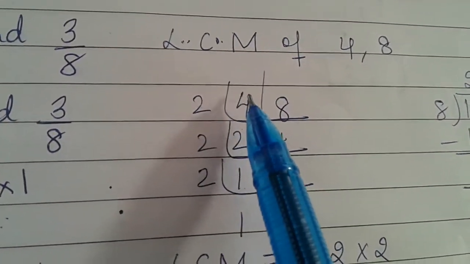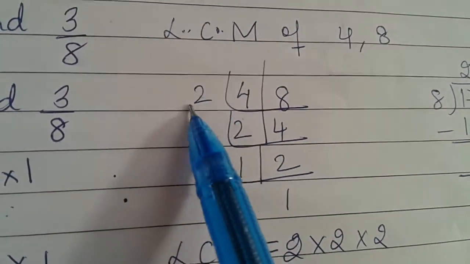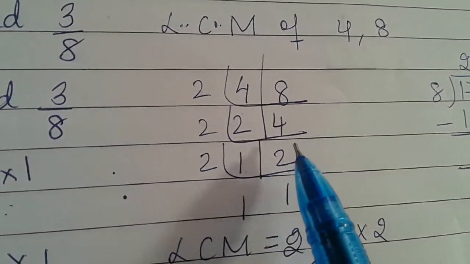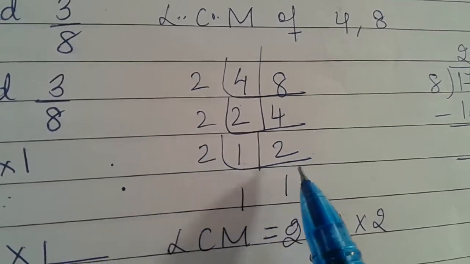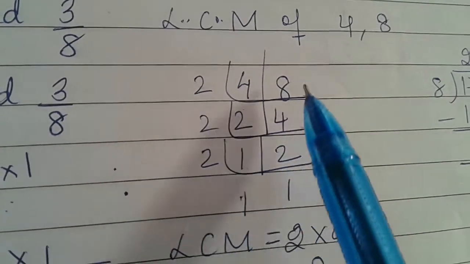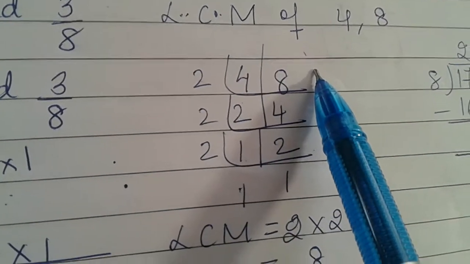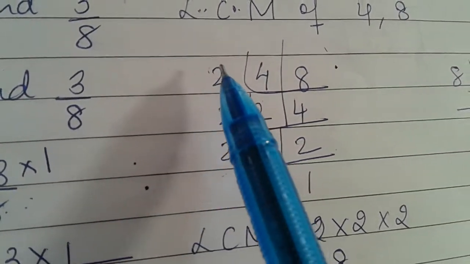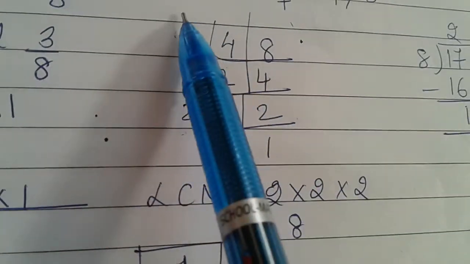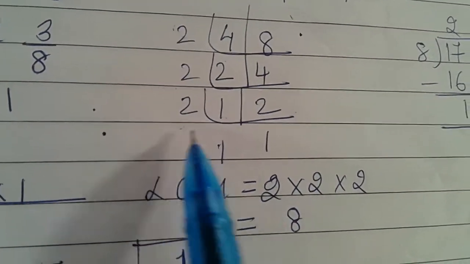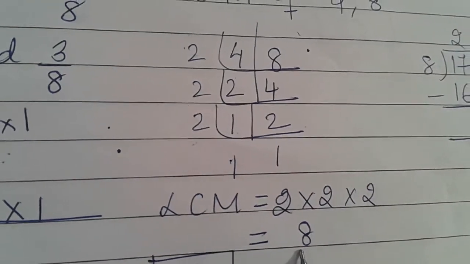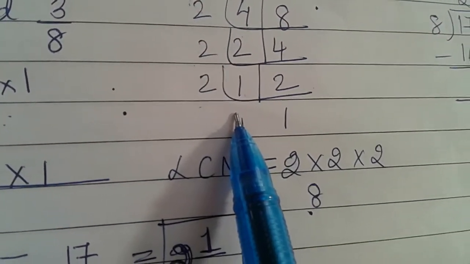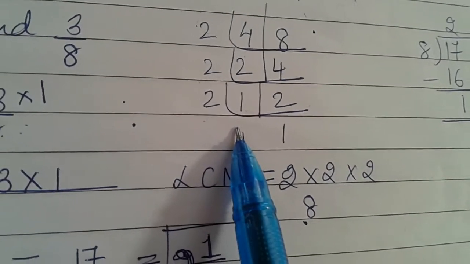So 4 and 8: 2 2s are 4, 2 4s are 8, then 2 1s are 2, 2 2s are 4, 2 1s are 2, and this one as it is. So this is the method of finding out the LCM. Last year we have studied it. Multiply these 3, so the LCM will be 2 multiplied by 2 multiplied by 2, that is 8. I hope you know how to find out the LCM. Those who don't know, please learn it. I'll try to prepare a special video for it.